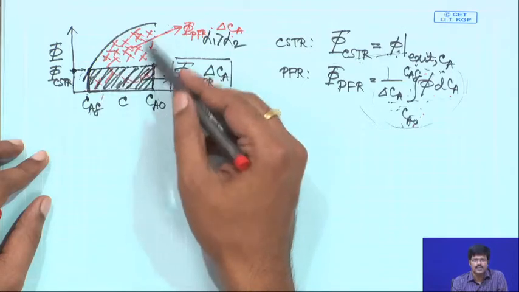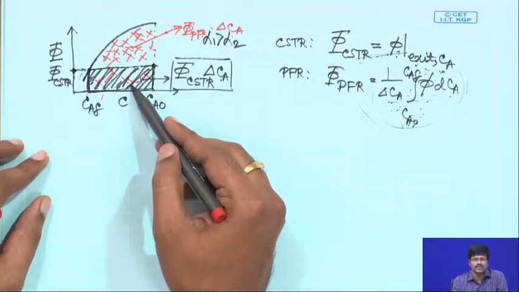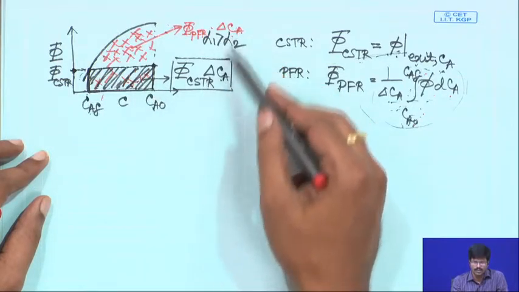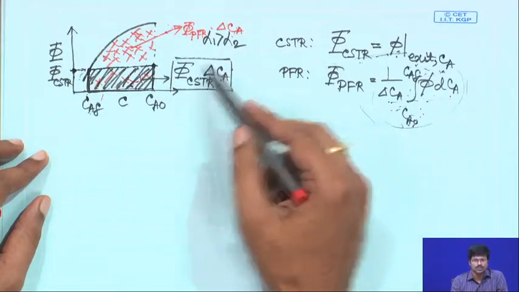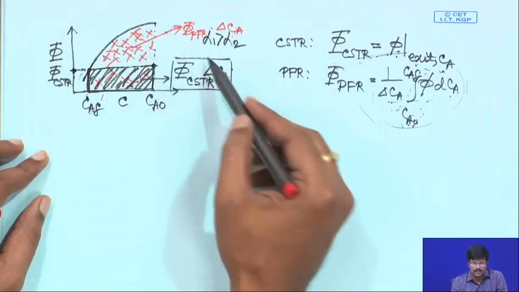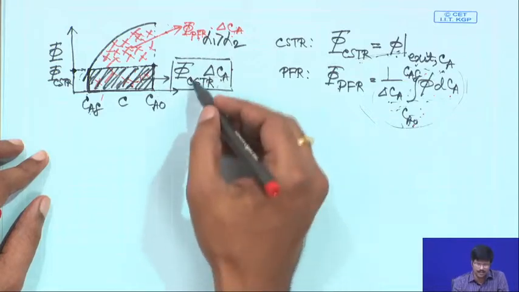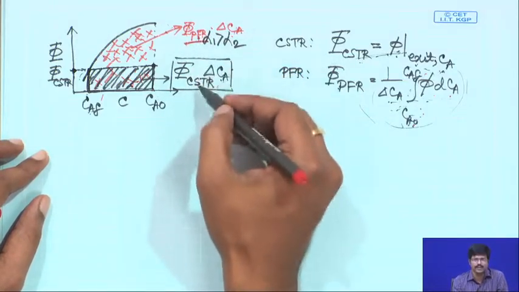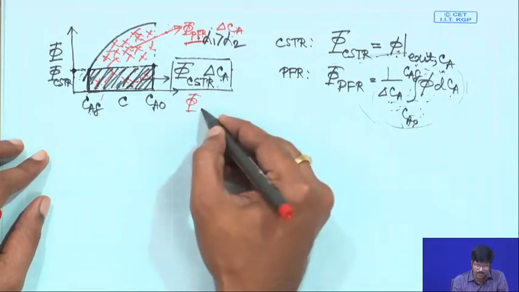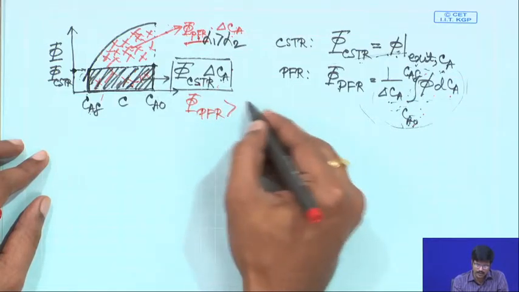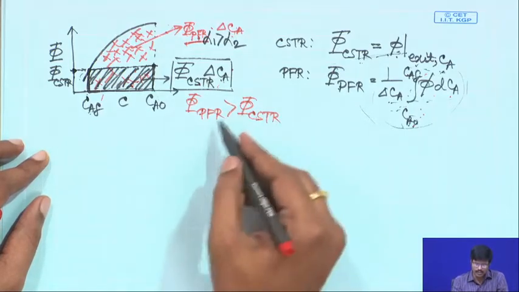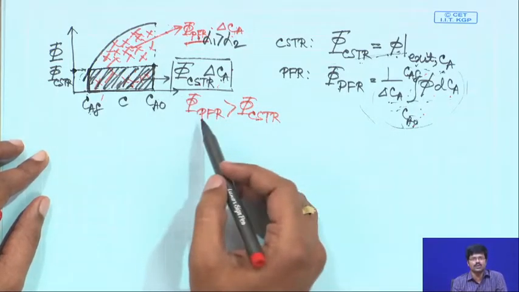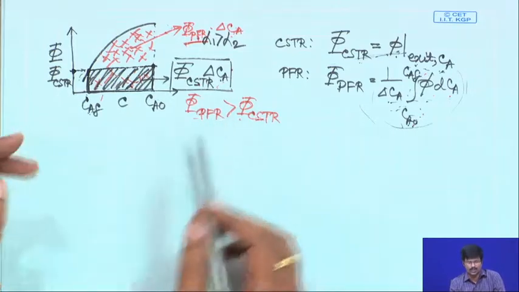This area is basically bigger than the area that we had for CSTR, and for both the areas one term is common, this delta CA. So, from this graph also we can see that phi PFR is greater than phi CSTR. So, phi PFR is greater than phi CSTR when alpha 1 is greater than alpha 2. So, graphically we can show that this is the case, also intuitively we understood.